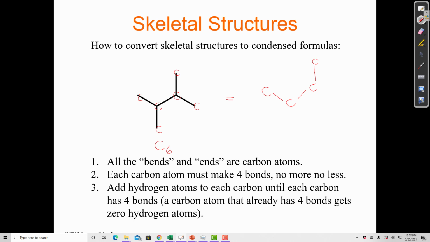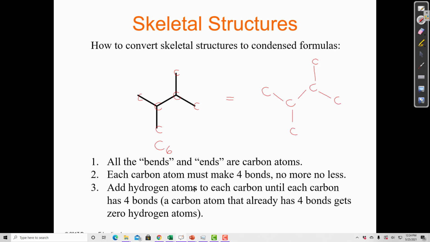All right, now each carbon atom must make 4 bonds, no more, no less. So if I look at what's drawn here, I can see that this carbon atom has 1 bond. This carbon atom has 1, 2, 3 bonds. This carbon atom has 1. This carbon atom has 3. This carbon atom 1, this carbon atom 1, right? So I can count the number of bonds there. Each carbon atom must make 4, no more, no less. Right now, none of these atoms are making 4 bonds. So what do we do? We add hydrogen atoms to each carbon until each carbon has 4 bonds.